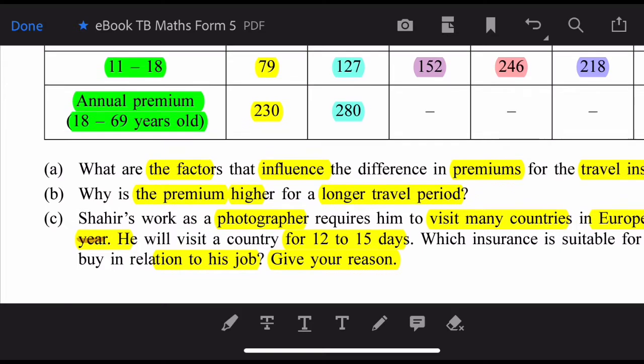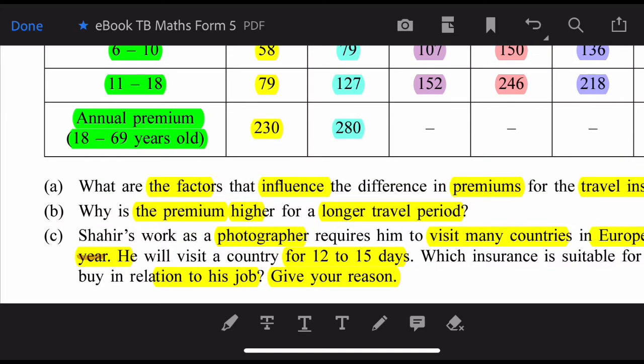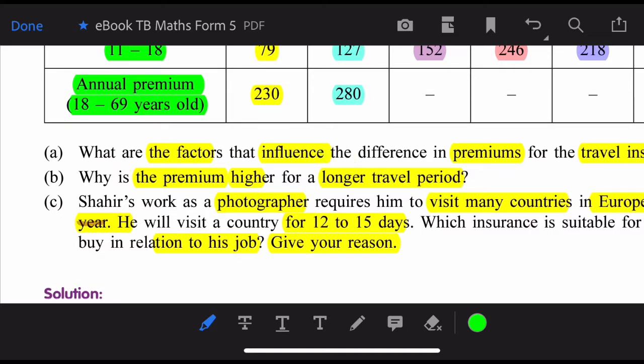So it's quite cheap compared to if he buys 11 to 18 days. For 18 days he needs to pay 79. Let's say 10 times he needs to travel to Europe to take photos for his work, so it will be 79 times 10, which is 790 ringgit, which is very expensive. So Shahriar should actually consider an annual premium, right?